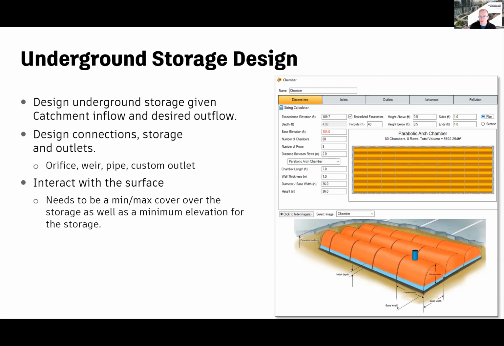A couple of comments here. It'd be nice to have a structure type called control structure that would have an orifice, weir, etc. Understood. Yeah, I agree there. Underground storage and even ponds also need to have pipe network coordination, not just to the surface. Absolutely agree.